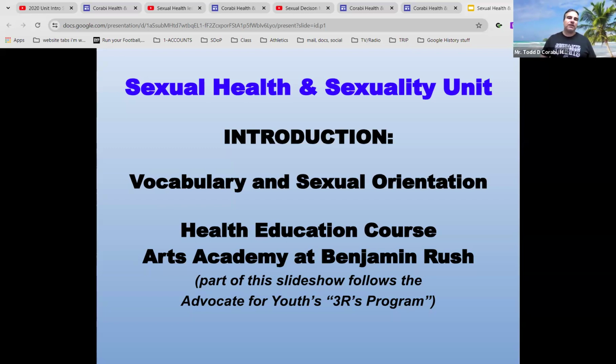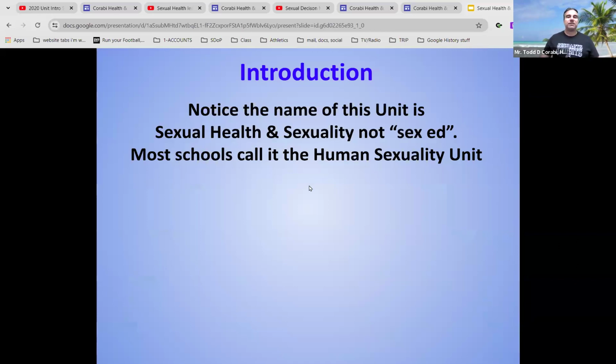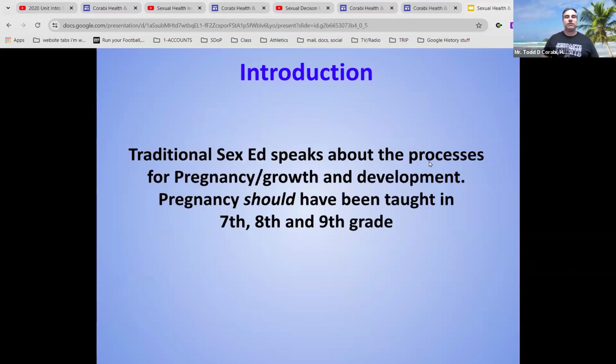So nowadays, the topics do include vocabulary. They do a lot about decision-making, but they also talk a lot about consent and rules involving consent. So with that being said, speeding through the beginning and then slowing down towards the required part of the lesson, I did want to point out that I said sexual health and sexuality, not sex ed. Most schools call this unit the human sexuality unit.